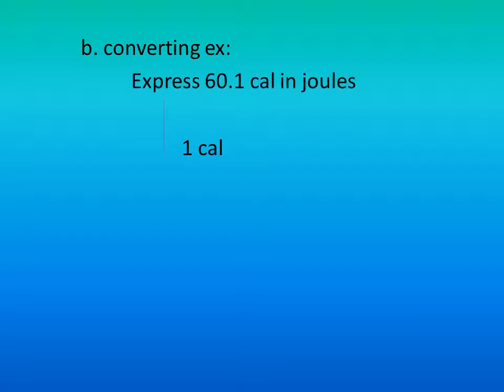So a simple conversion: how would I convert 60.1 calories into joules? We're always going to start with our given and just convert like you did in the first unit. So start with your given, 60.1 calories. I just gave you the conversion that 4.184 joules is 1 calorie. Calories cancel, so we're going to multiply those two numbers and get 251 joules. So we can go back and forth.